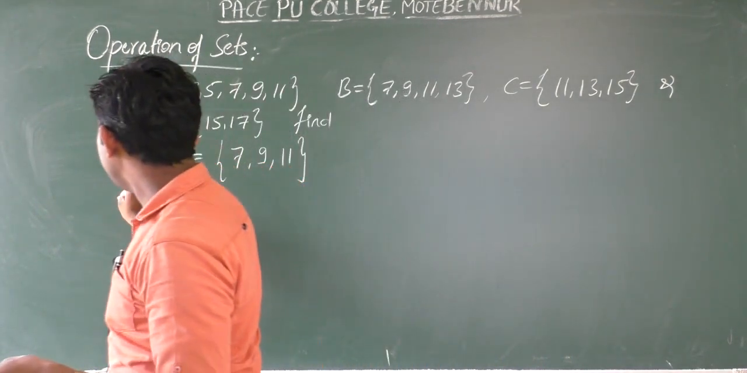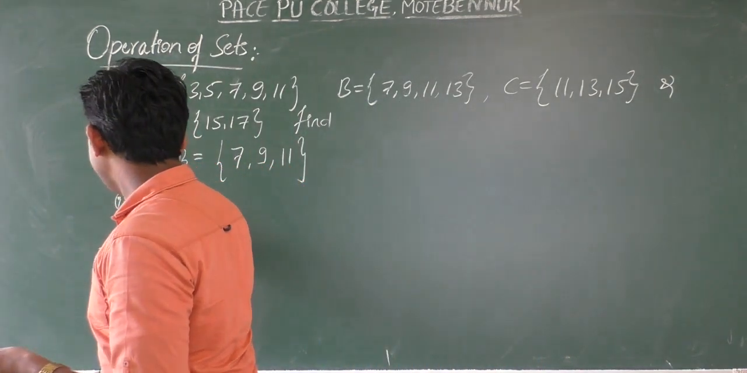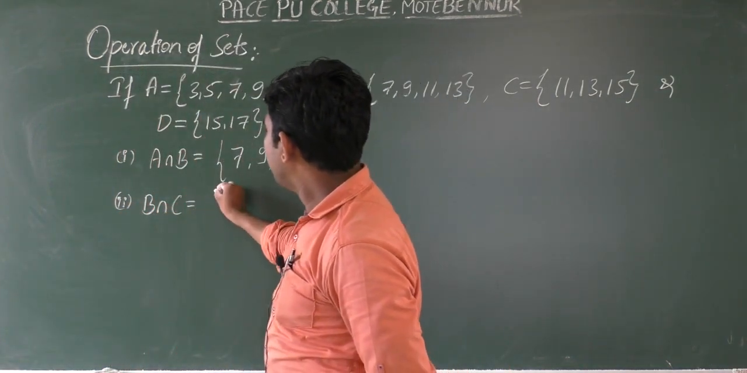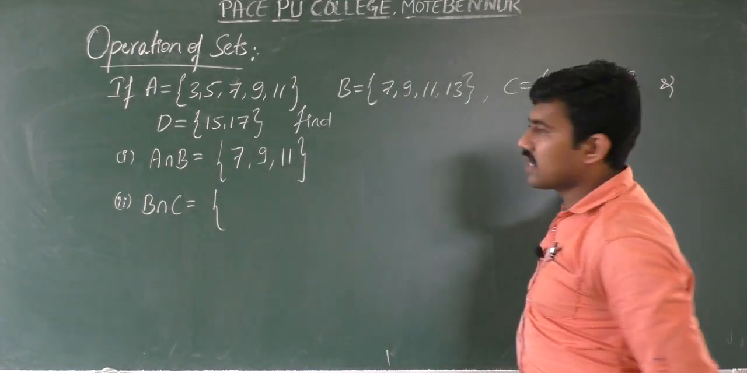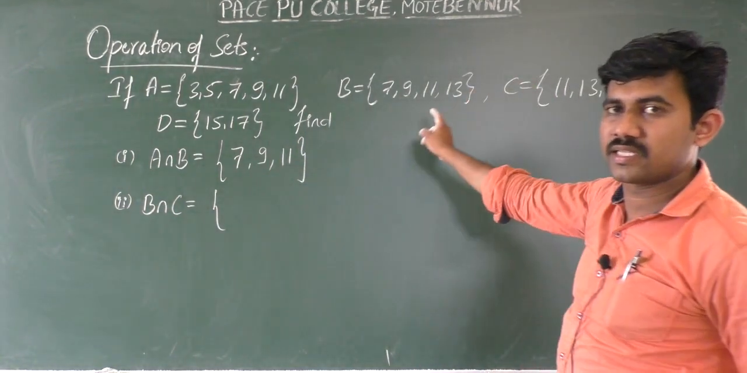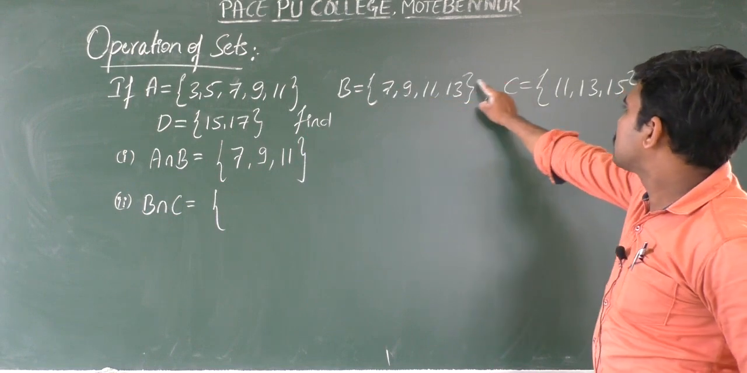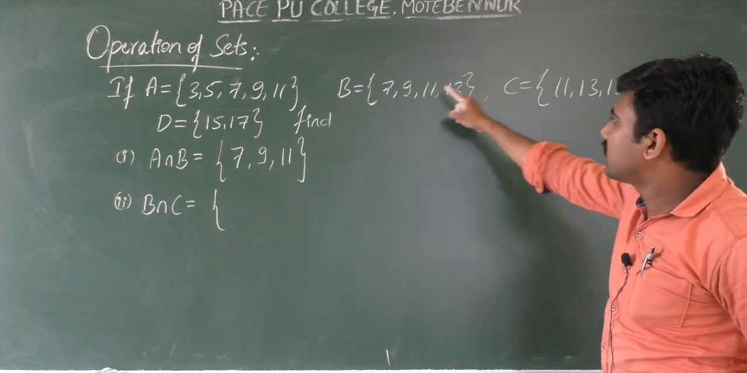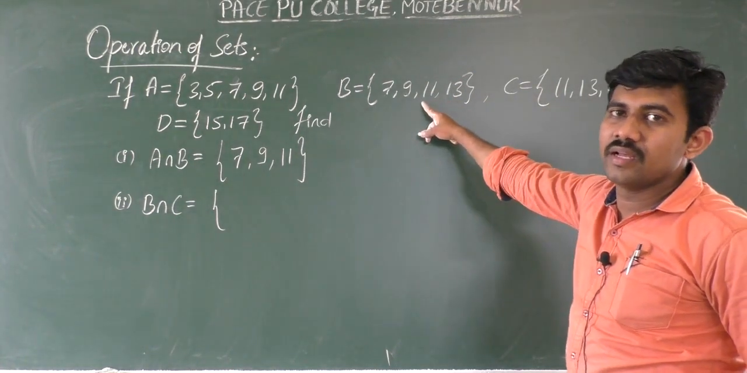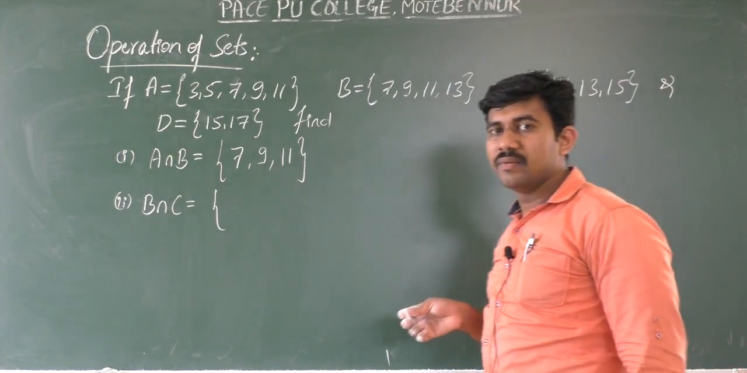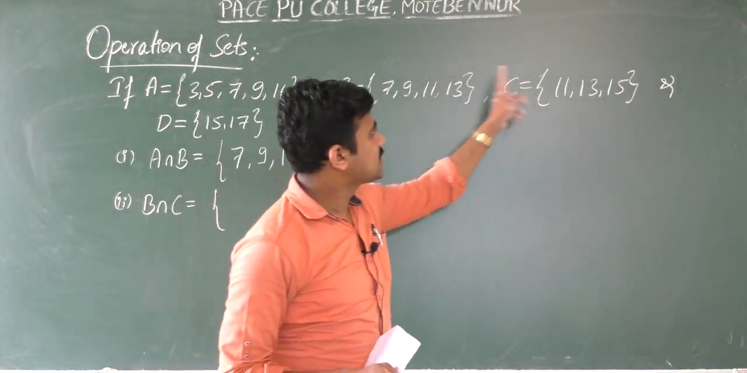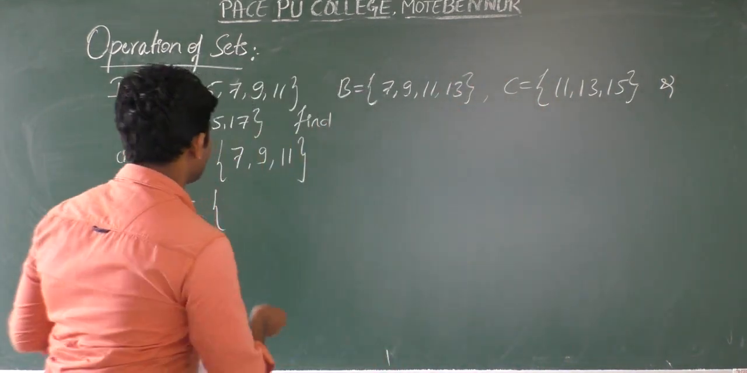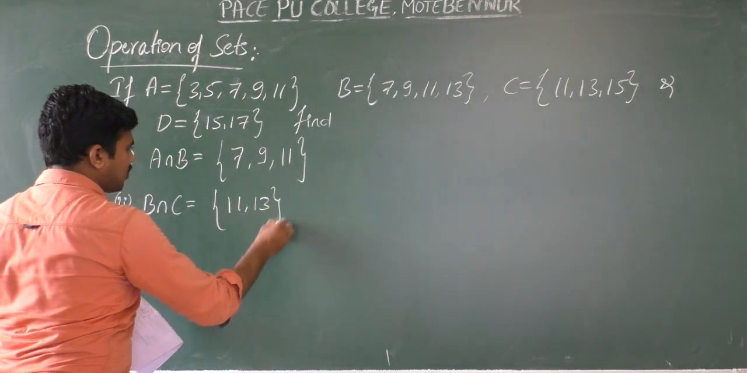Similarly, the next question: B intersection C. What is B intersection C? Look at the sets B and C. Collect only the common elements in both sets. You can observe here 7 is only in B, not in C. But 9 is in B and not in C either. Which is common? 11 is in A, B and C, and 13 is also common in both. So 11, 13 is common.